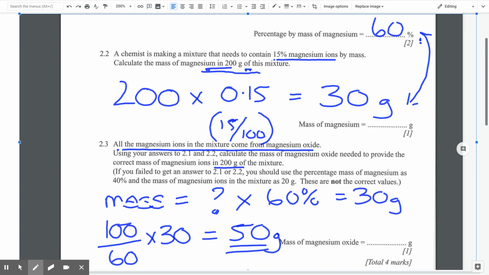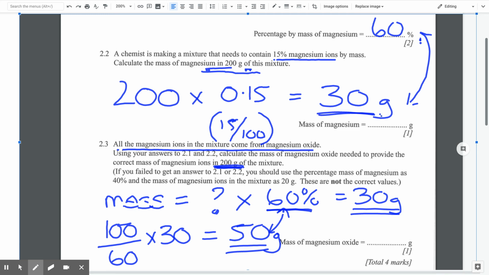So what that's saying is if I put 50 grams of magnesium oxide into the mixture, knowing very well that 60% of magnesium oxide is actually magnesium, then the final result will be the 30 grams, which is the amount of magnesium I'm actually wanting.